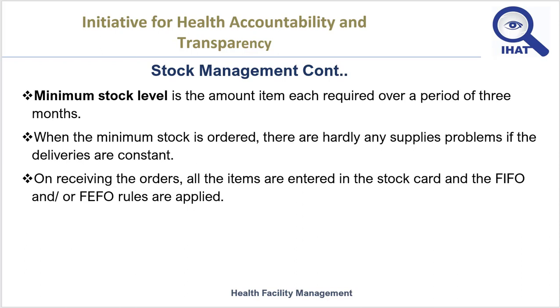There is what we call minimum stock level, which is the amount of an item that is required over a period of 3 months. When the minimum stock is ordered, there are hardly any supply problems if the deliveries are constant. On receiving the orders, all the items are entered in the stock card and the FIFO and FEFO rules are applied accordingly. We've already mentioned about these acronyms and what they stand for.